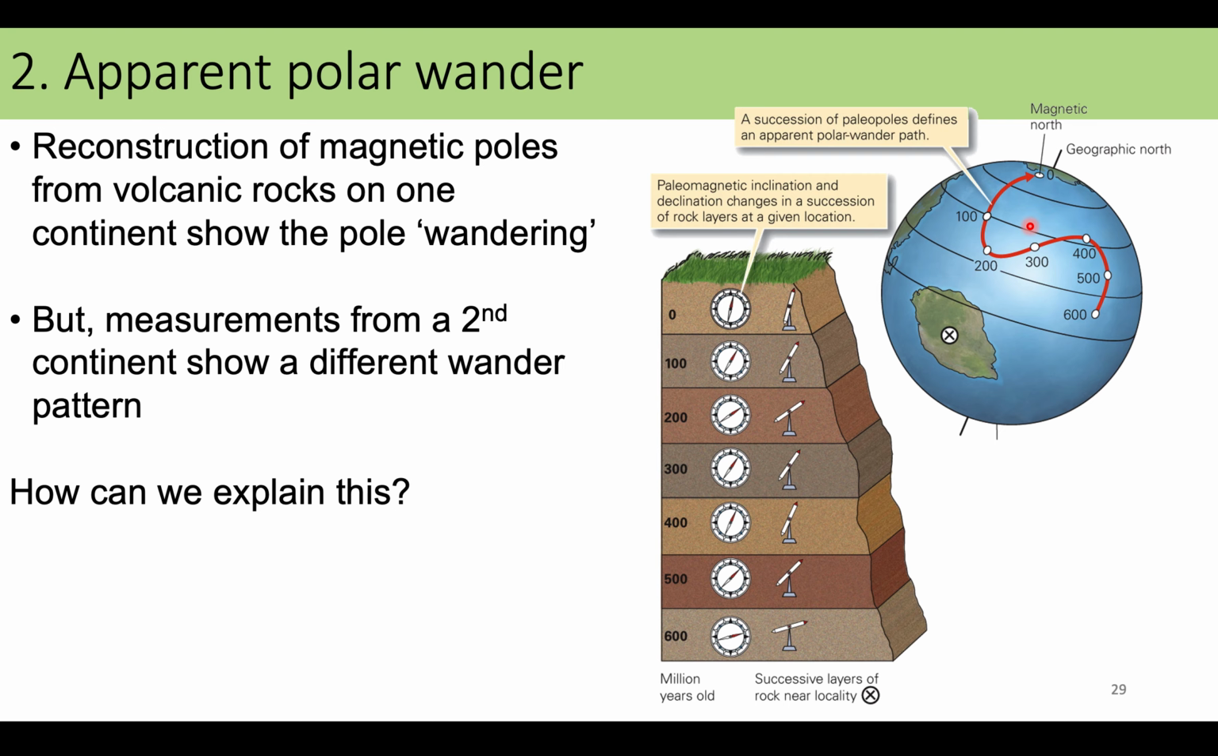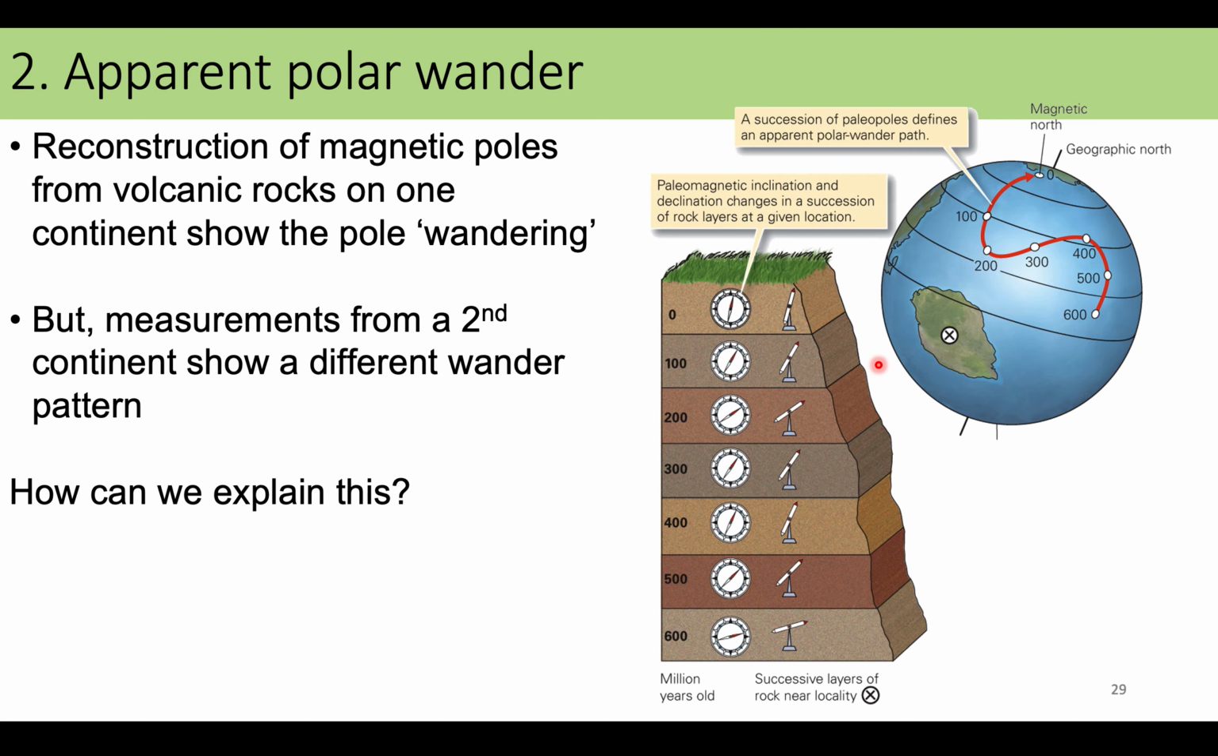Awesome. We know that the magnetic pole moves. We know that it wobbles. We know that it wiggles. But the interesting thing is that when this was done on multiple continents, we found that the wandering patterns were different. So if the pole was wandering, apparent polar wander, all of the continents would show the same pattern of the pole moving.